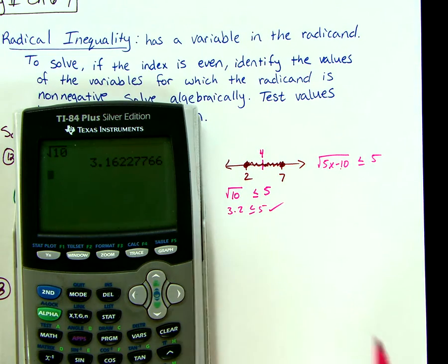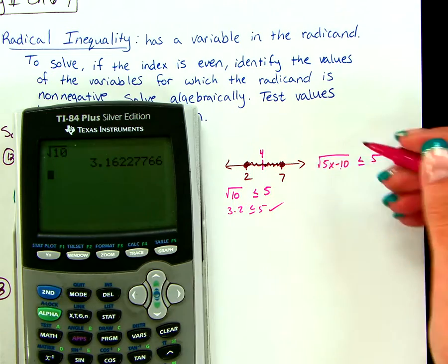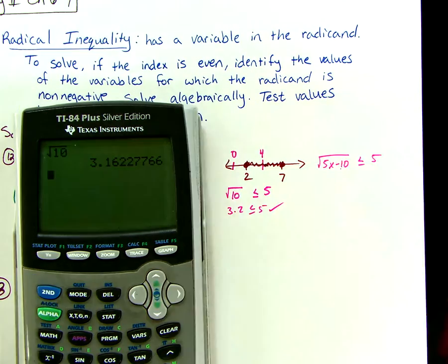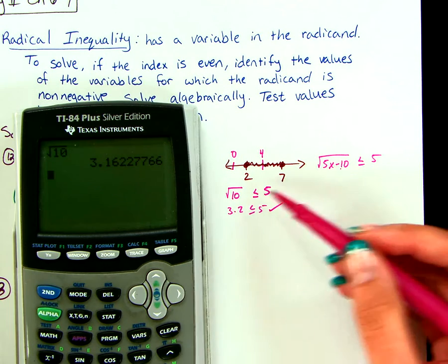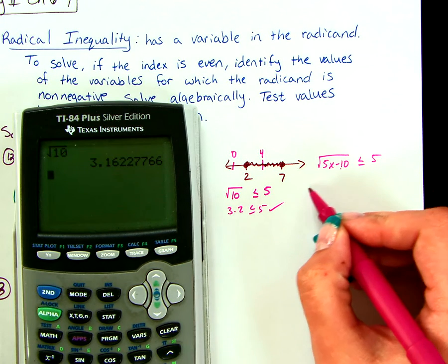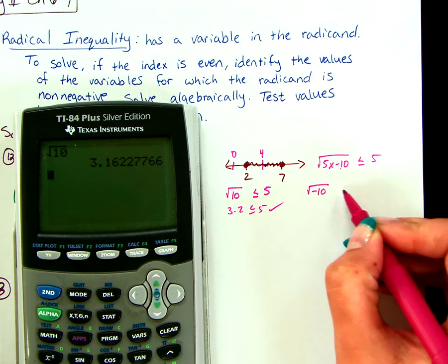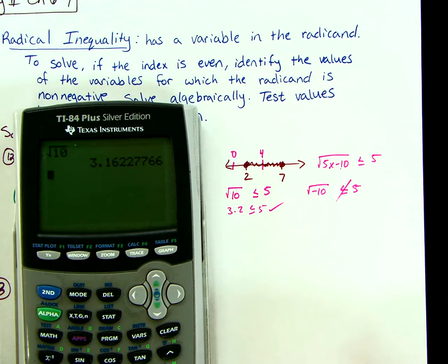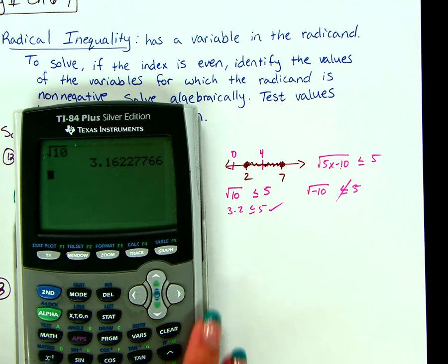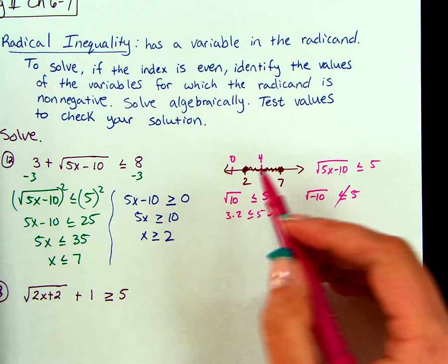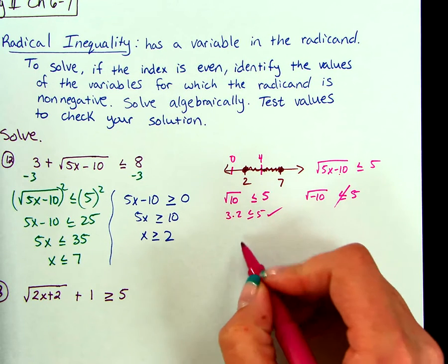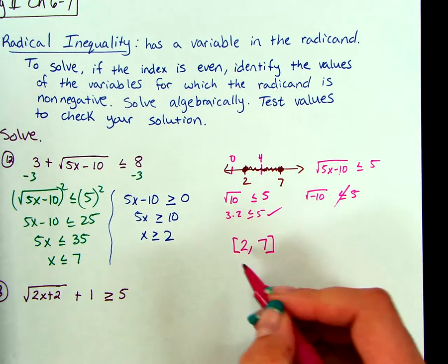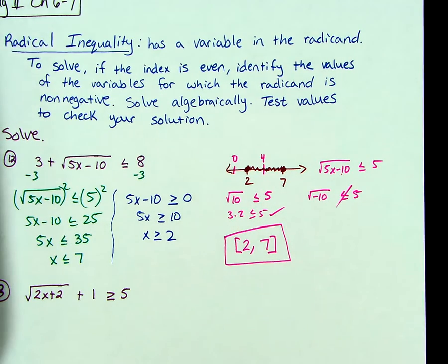Okay. And just to make sure that it's not going to be this whole line, we want to test a number outside of our shaded area. So let's just go ahead and test 0, because that should be fairly easy. So if I substitute 0 in, 5 times 0 would be 0. So then we would have the square root of negative 10, less than or equal to 5. Well, we can't take the square root of a negative, so this is a false statement. Okay. So I know that I have the right area shaded. So then my final answer are going to be all the numbers in between 2 and 7. So we're going to have a bracket, 2, comma, 7 with a bracket, since these are closed dots. So this is our final answer to the problem.